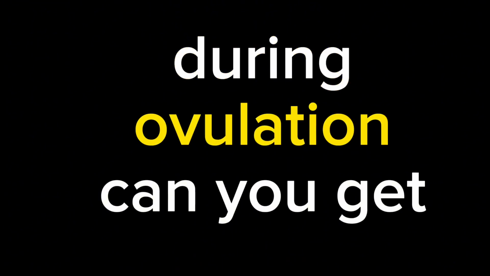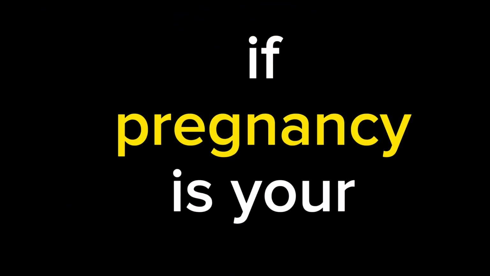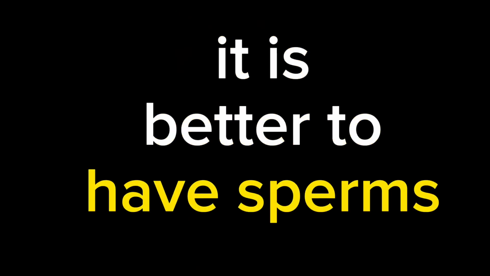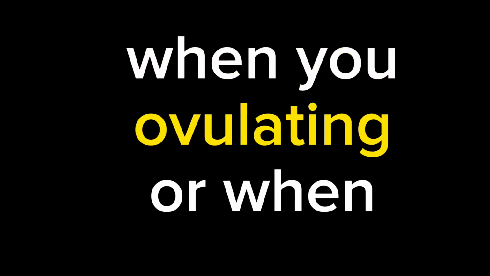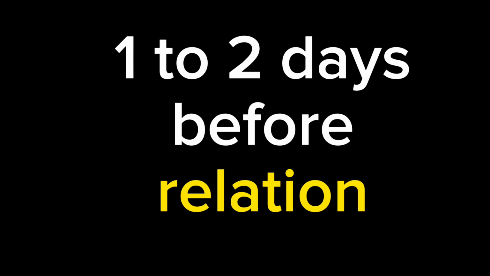So, how many days during ovulation can you get pregnant? Even though your egg only lives for 24 hours, sperm can live in your uterus for between 3 to 5 days. This means you can get pregnant from having sex from about 5 days before ovulation to 1 day after ovulation. If pregnancy is your goal, it is better to have sperm already in your body when you're ovulating. The highest possibility of conception occurs when intercourse takes place 1 to 2 days before ovulation and on the day of ovulation.